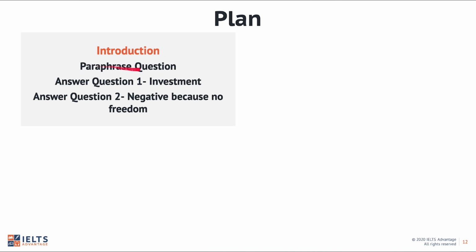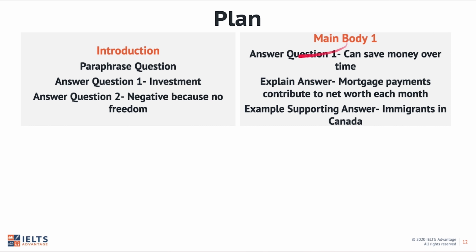So our introduction: paraphrase the question, answer question 1, we just put in our idea here, investment. Answer question 2, negative because no freedom. So we're not putting in full sentences, you're just putting in enough information to help you write the essay. Answer question 1, can save money over time. Explain, mortgage payments contribute to net worth each month. An example, immigrants in Canada.